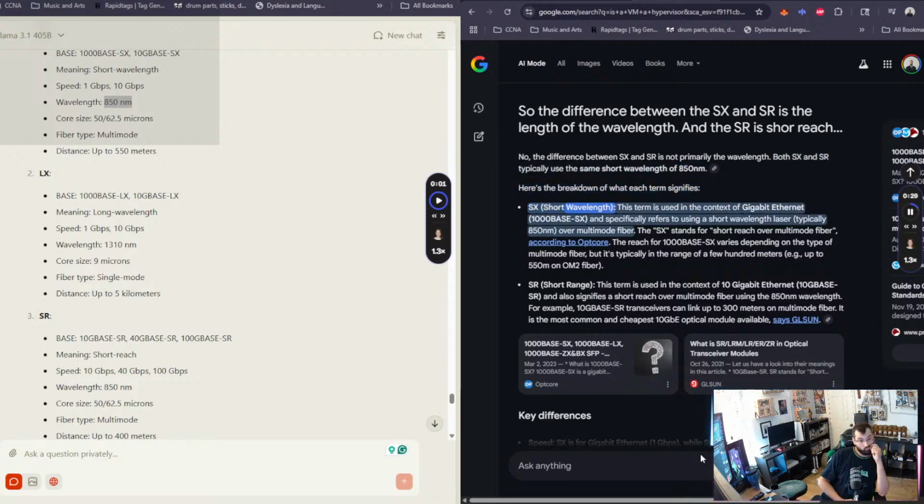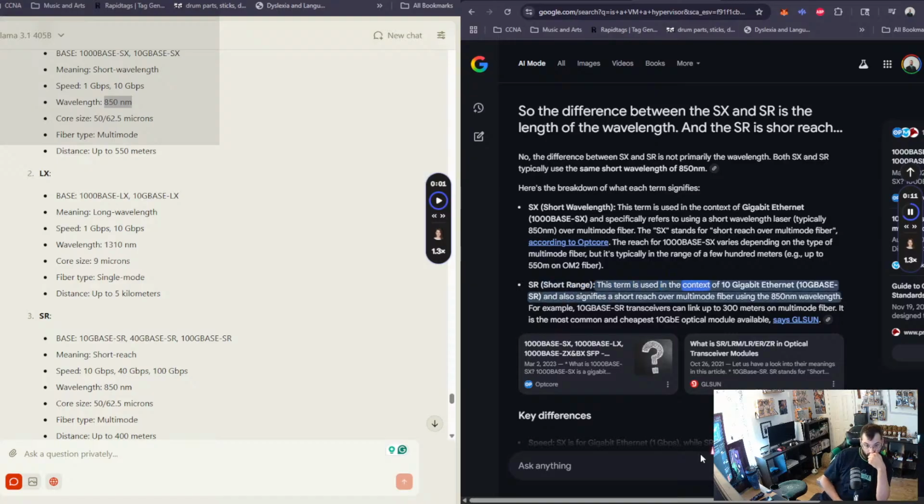SX, short wavelength. This term is used in the context of Gigabit Ethernet 1000BASE-SX, and specifically refers to using a short wavelength laser, typically 850 nanometers over multimode fiber. The SX stands for short reach over multimode fiber, according to OptCore. The reach for 1000BASE-SX varies depending on the type of multimode fiber, but it's typically in the range of a few hundred meters, for example, up to 550 meters on OM2 fiber.